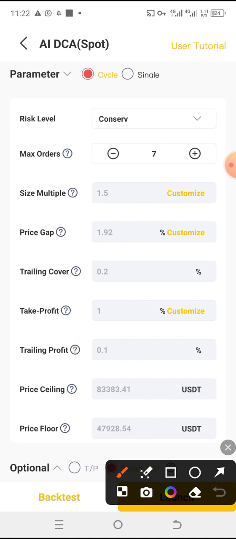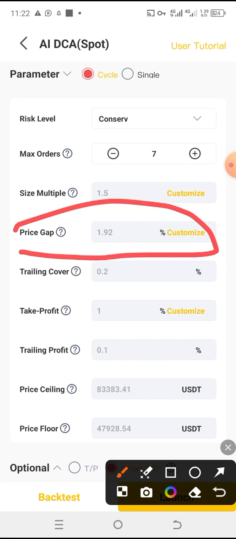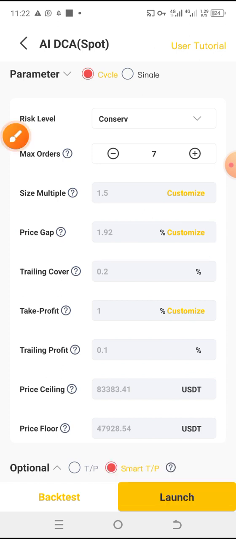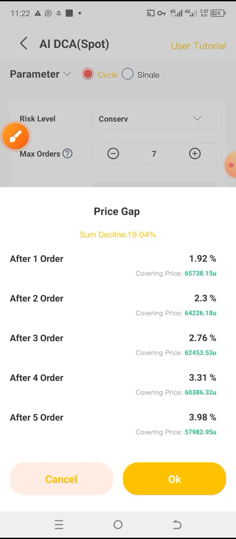Then price gap. Okay, price gap is the price at which it will buy the next order. Now, look at this.